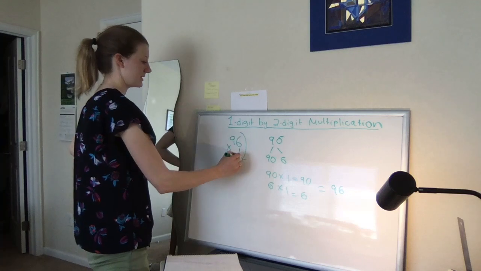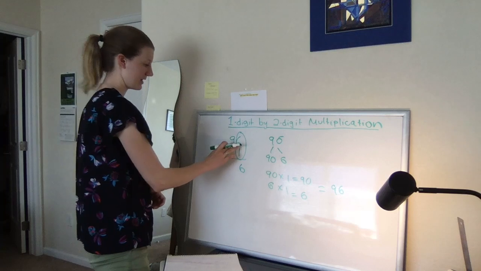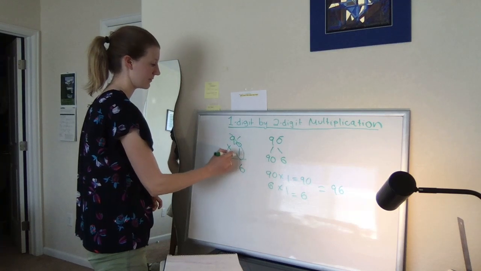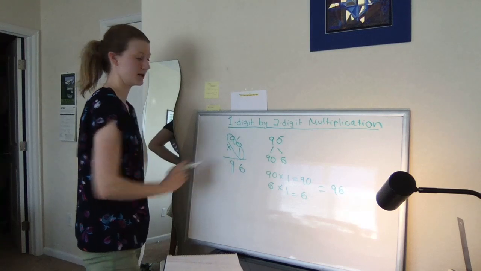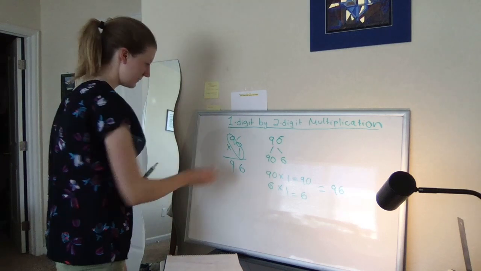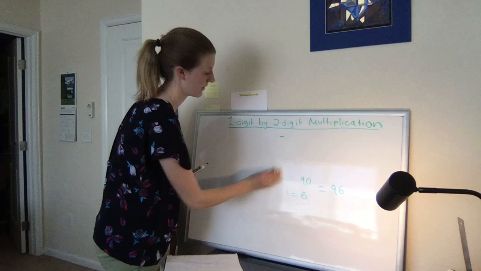We multiply the 6 times the 1 first, and we get 6. And then we're going to go across and multiply the 9 times the 1. And that's 9. We got 96. Okay, that was easy. Let's try another one. And this time I'm only going to show you the stacking up version, not the breaking apart.